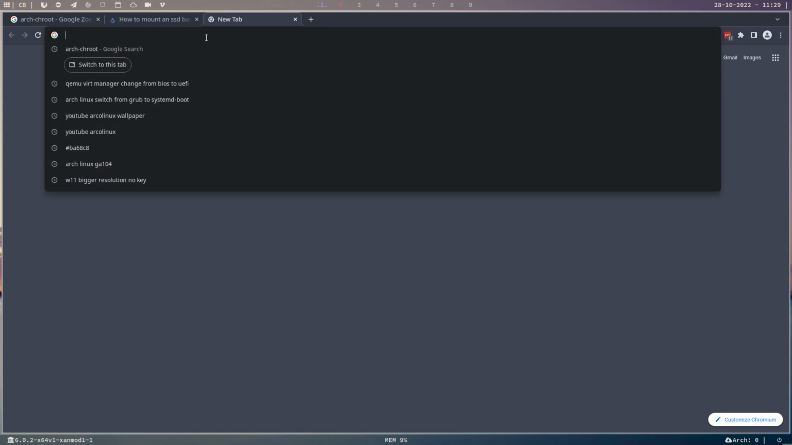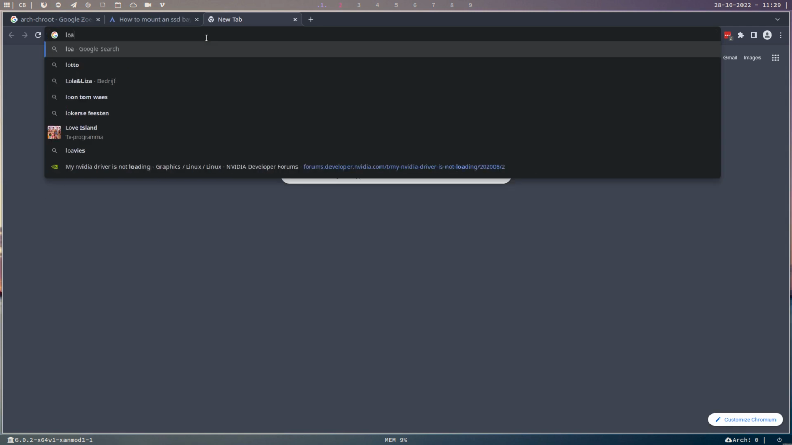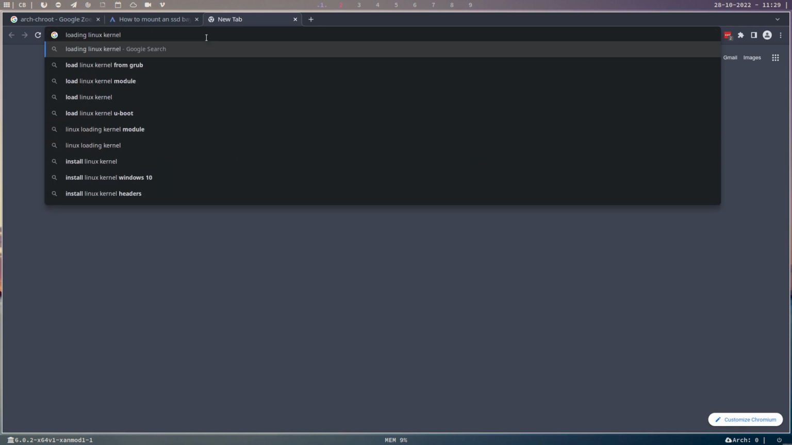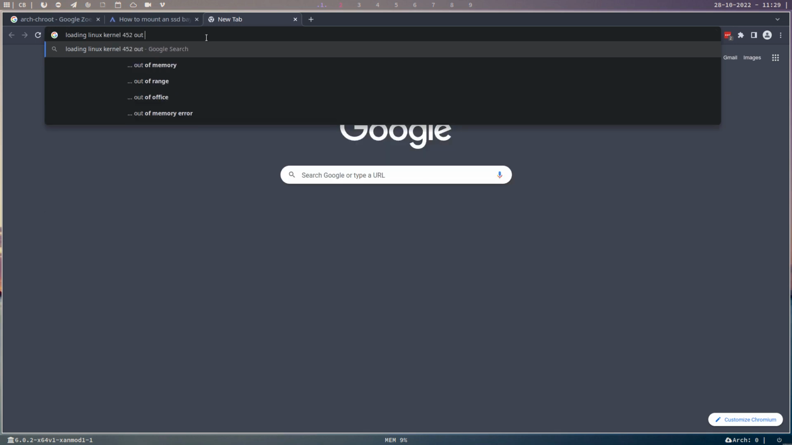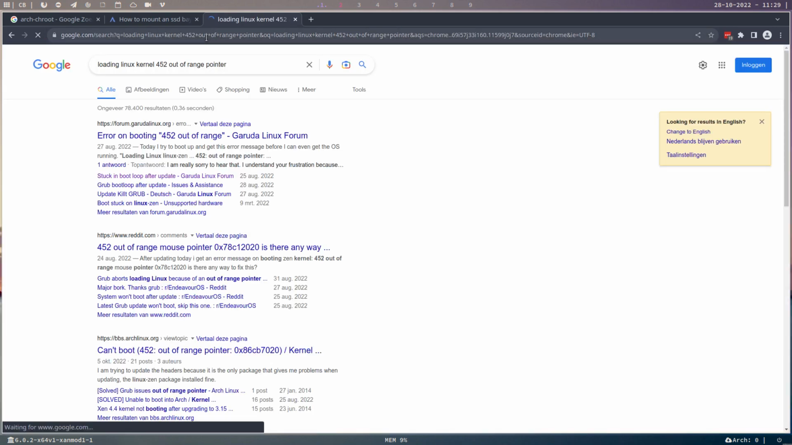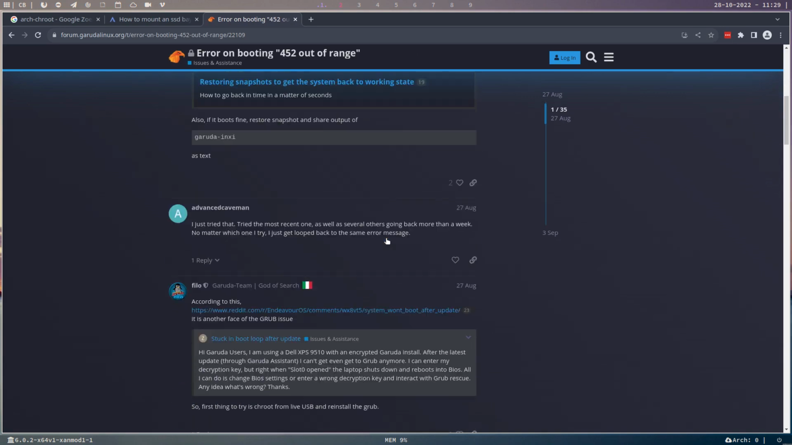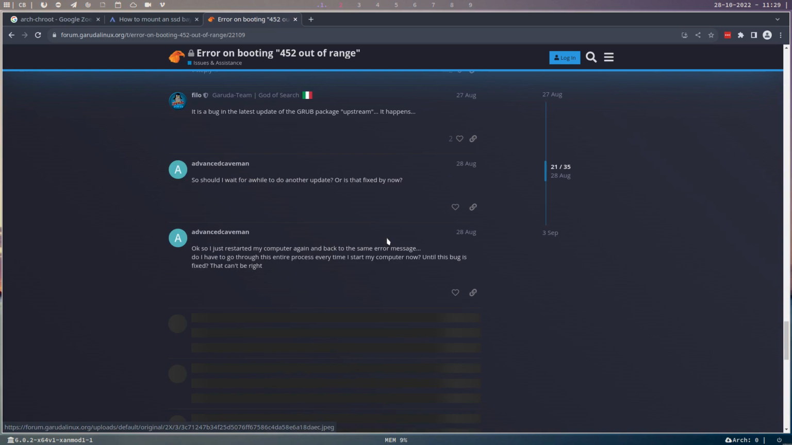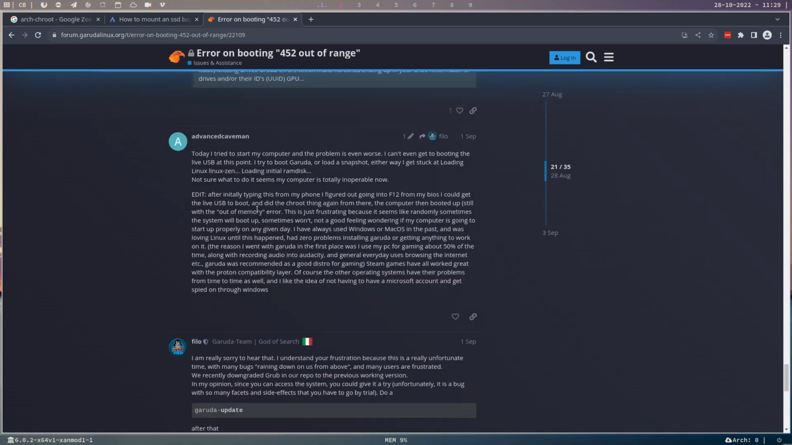The error that I got is still on my other screen, so my other computer. I looked it up and it says this: loading Linux kernel, and then out of range pointer, 452. So this is what I got, and I believe one of them posted an image so you can see what it was, if there is an image somewhere, right?